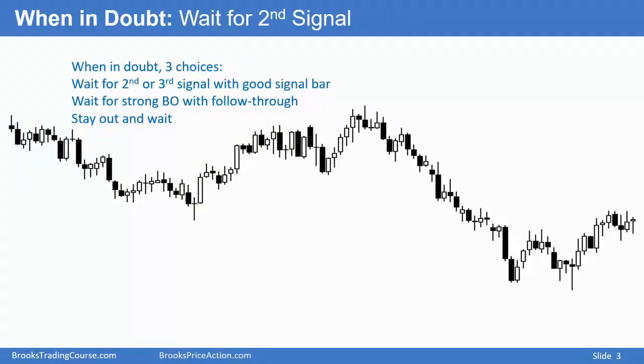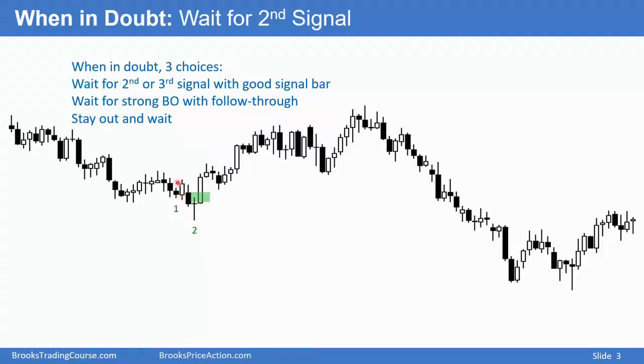Sometimes when you look at a chart, you're not sure if it is early in a trading range or if it's in a weak trend. When you're in doubt about what to do, you have 3 choices. One is you can wait for a second or third signal with a good signal bar. Another is you can wait for a strong breakout, and then you have high probability, but your stop is further away. And third, you can simply wait for a clear signal.